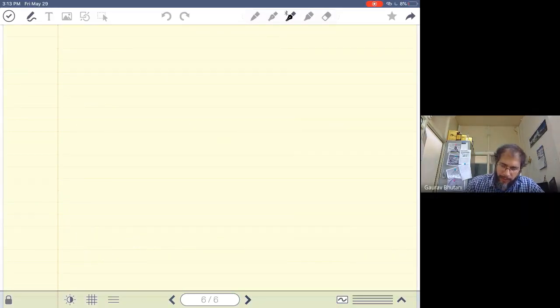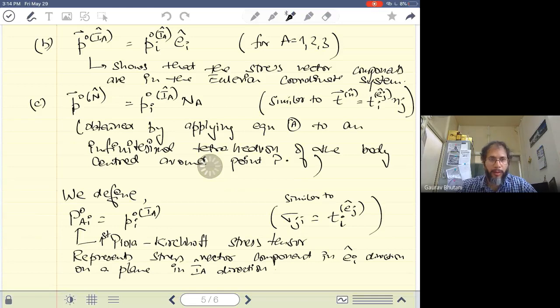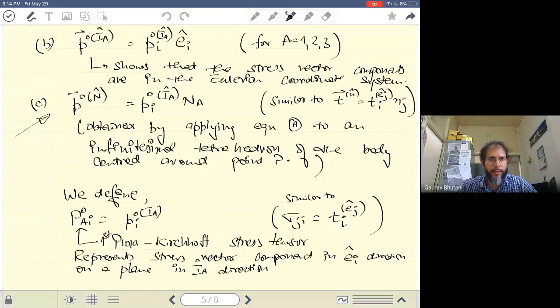Right. So finally, the ith component of P naught n hat can now be written as capital P naught AI NA. This is using the third property, number C, which is P naught n hat written as P naught capital IANA, and also the definition of the first Piola-Kirchhoff stress tensor.